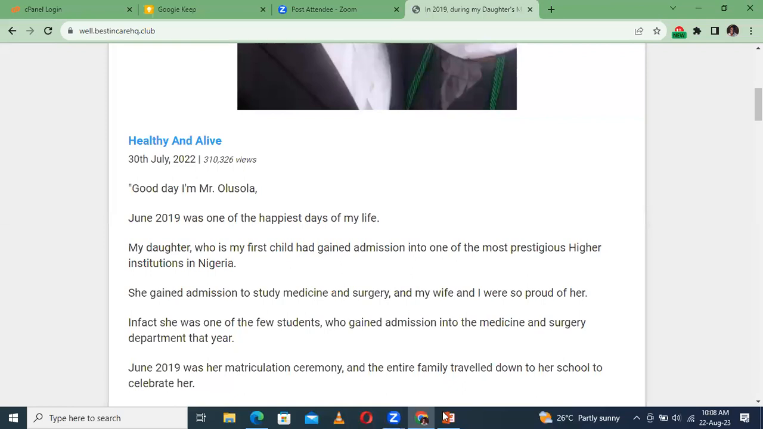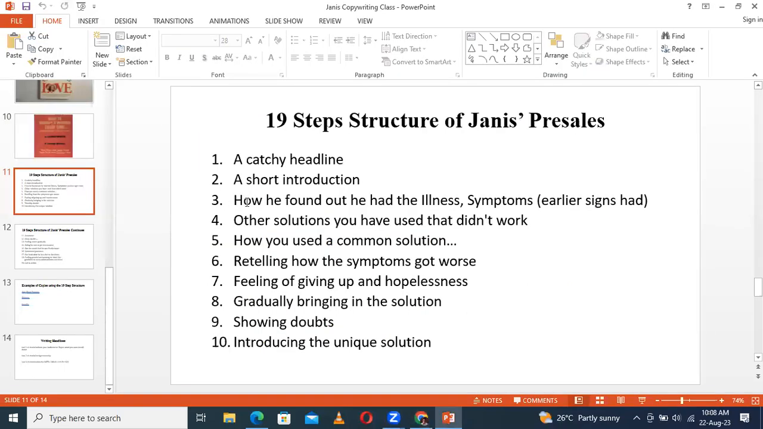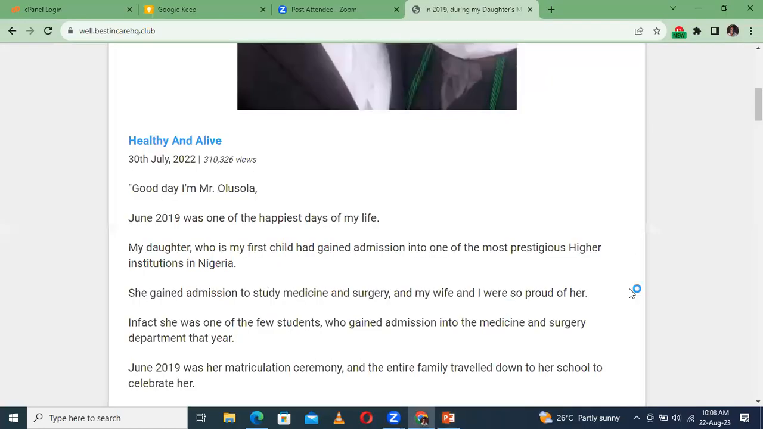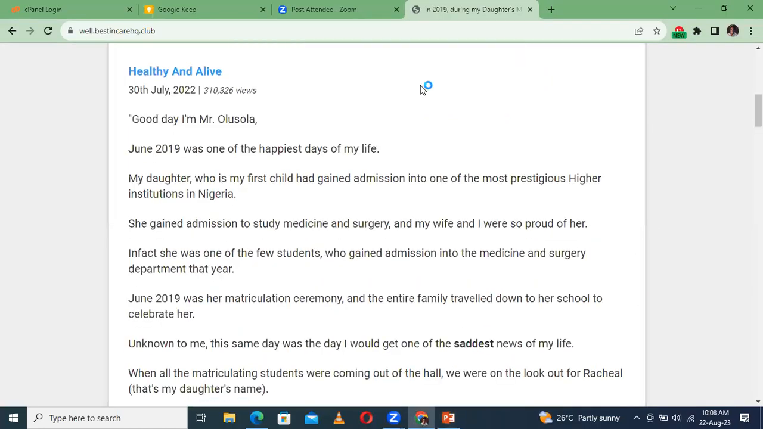Now you go on to the next part, number three: how you found out you had the illness, or if the person is a woman, how she found out she had the illness, the symptoms and earlier signs. Most times, this part is always the longest part. So let's proceed now and review this part of the pre-sale copy.